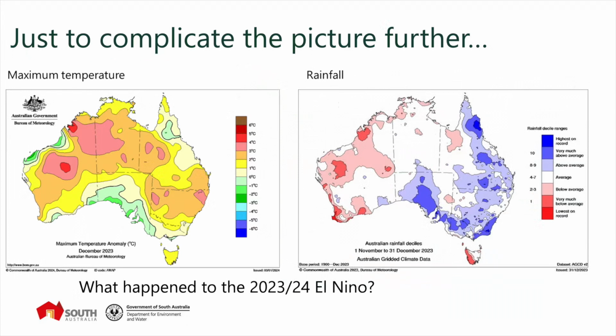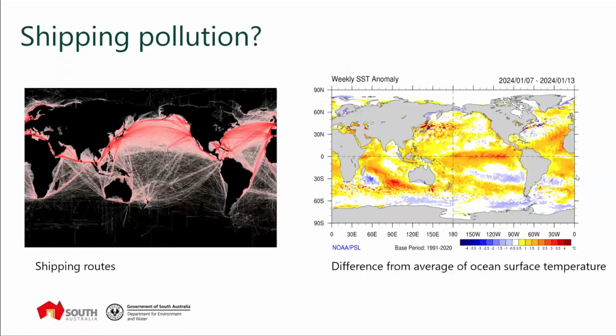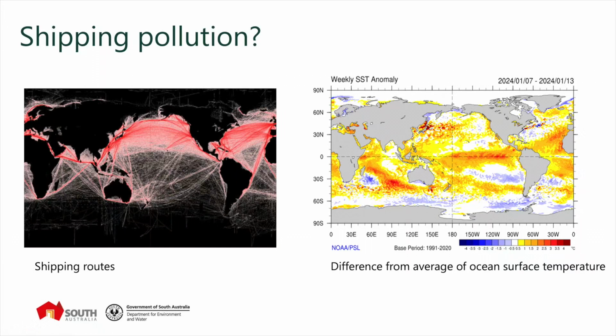So just to complicate the picture further, we saw El Nino this year, but it was unusually wet. So what was going on with that? One of the interesting wrinkles with that is we saw changes in shipping rules, which is producing less pollution and cloud over the oceans, with this big drop-off in sulfur emissions from shipping, because they changed the rules on ship fuel a couple of years ago. And that's certainly at least one of the reasons why we're seeing record ocean temperatures in many parts of the world at the moment.